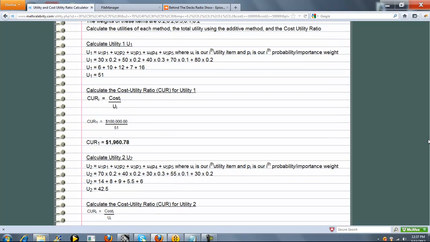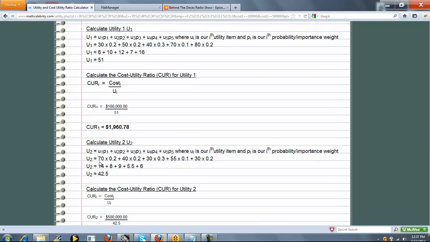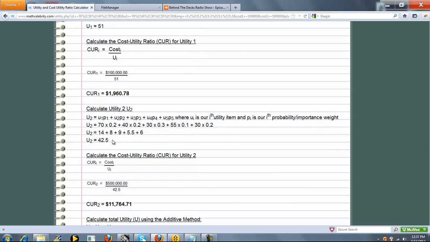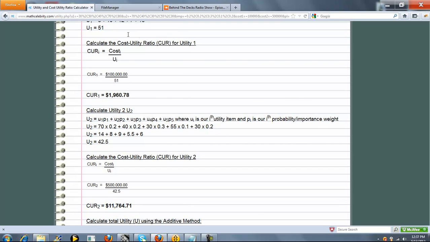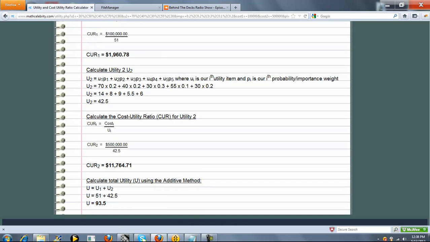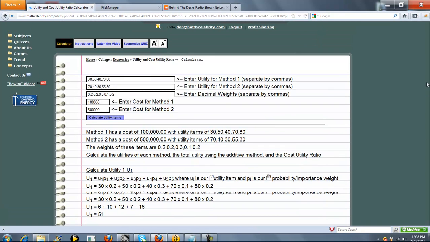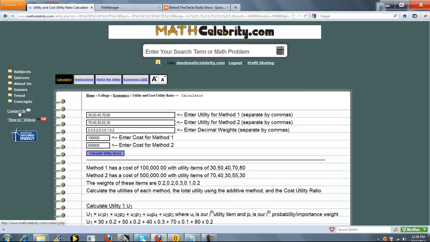We're going to do the same thing with utility 2. Each utility times its weight. Evaluate, simplify, we get 42.5, and the cost utility ratio for 2 should just be 500,000 divided by this utility value, and we get this. Finally, we add 51 and 42.5 to get our total utility, which is 93.5. So that's it.